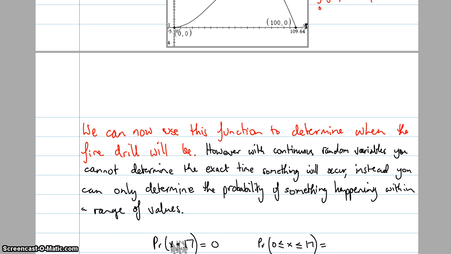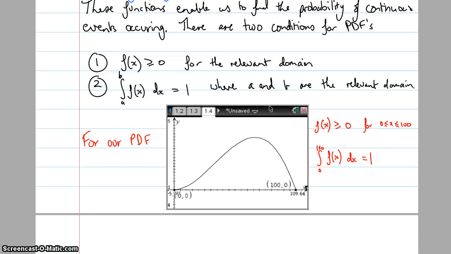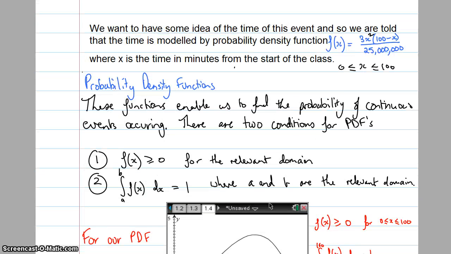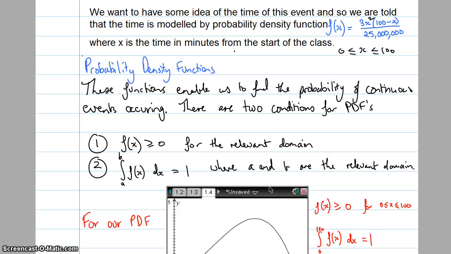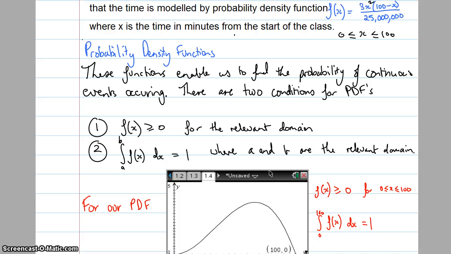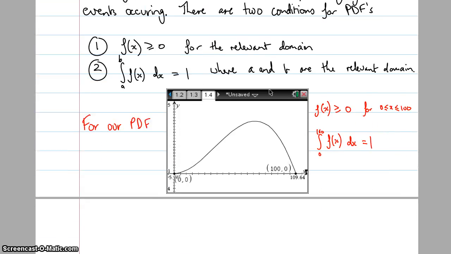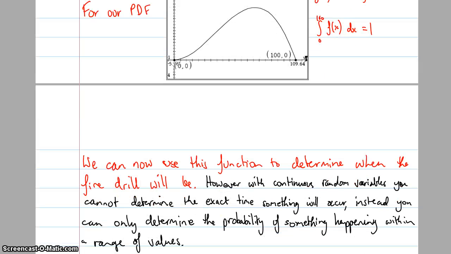We're looking at probability density functions, or PDFs, and we've got this situation where we've got a fire drill that's going to happen at some point in our class, and we don't know when, but we know that the function defines the time in our class, and the area underneath the function will actually give us some probabilities of things happening. So the function is 3x squared multiplied by 100 minus x all over 25 million. Big number.